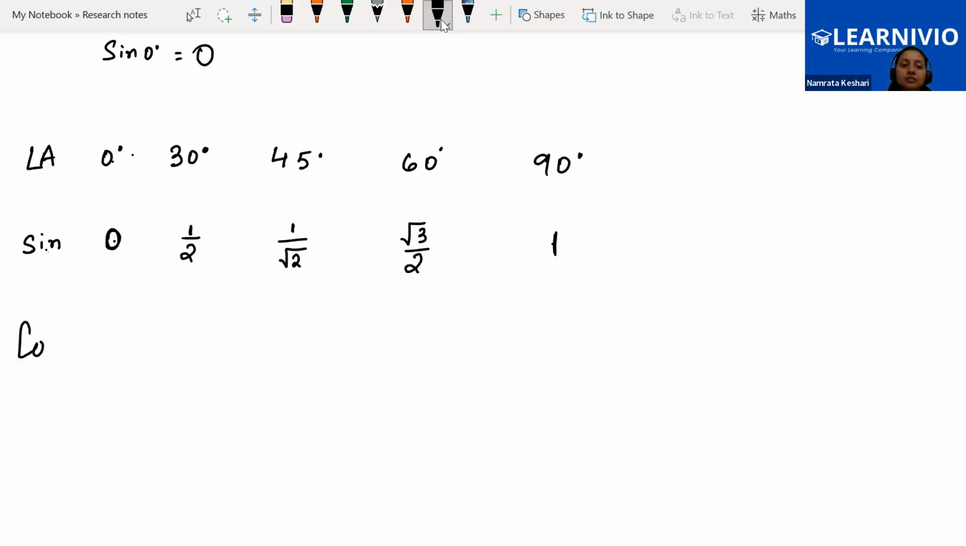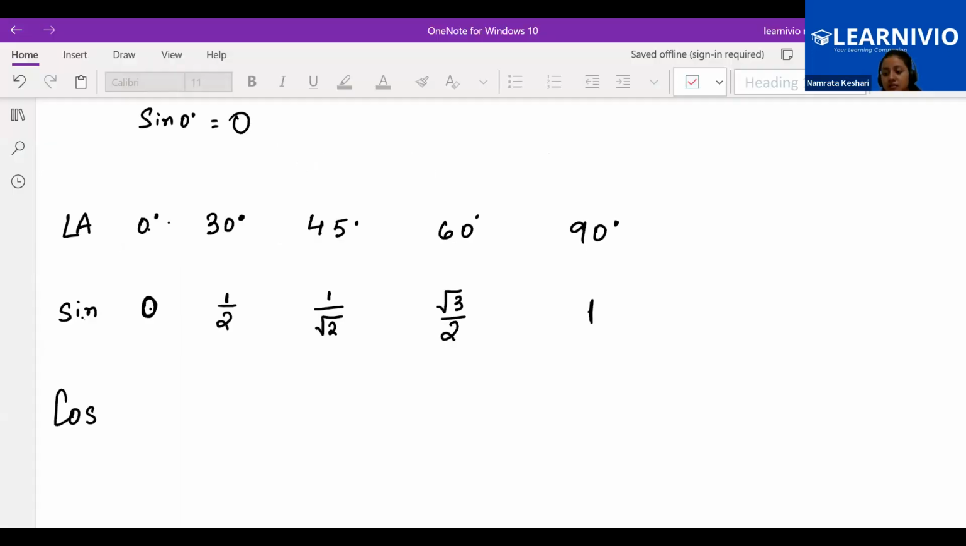Now cos, which we also call cosine. Cos is just the reverse. Exactly, you will just reverse the sine. I'm not sure whether you will be able to see or not. Just a second. If I am showing you this plane, this is sine. If we reverse it, we will get the cos.